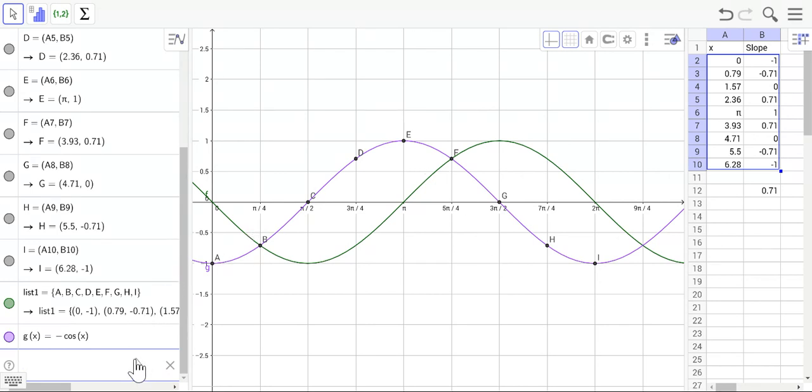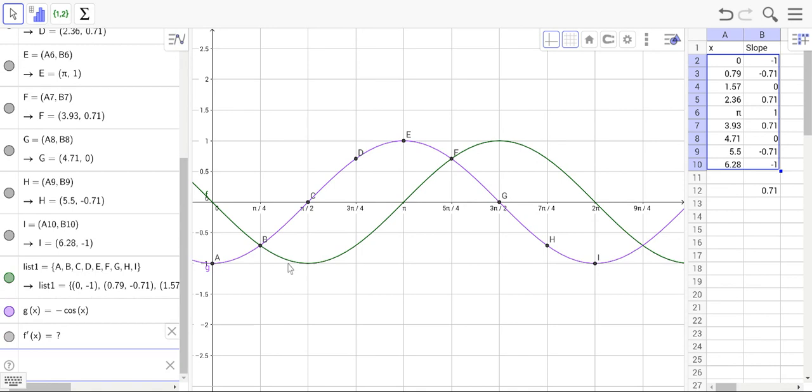And we can confirm this because we want to verify this by using GeoGebra and just typing in f prime of x. You can see GeoGebra is ahead of us. It knows f prime of x is negative cosine of x. And it's graphed that. And you can see that it actually lines up perfectly.